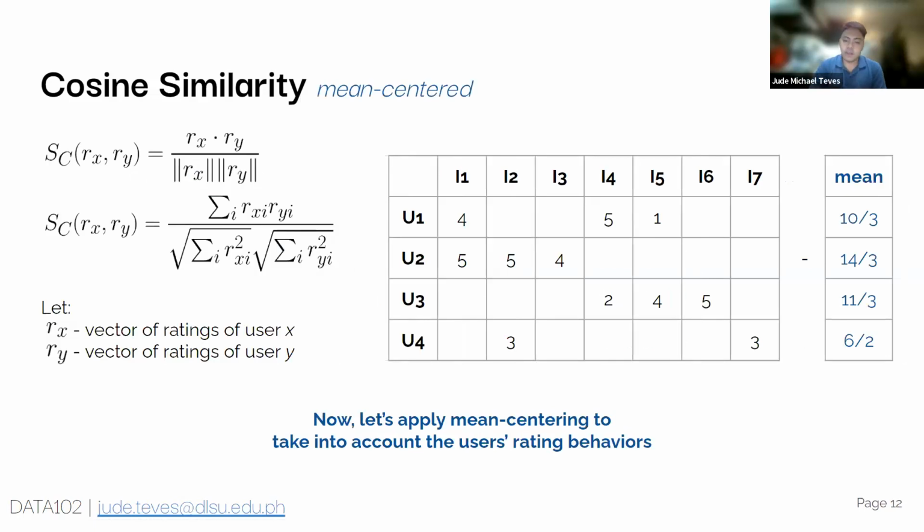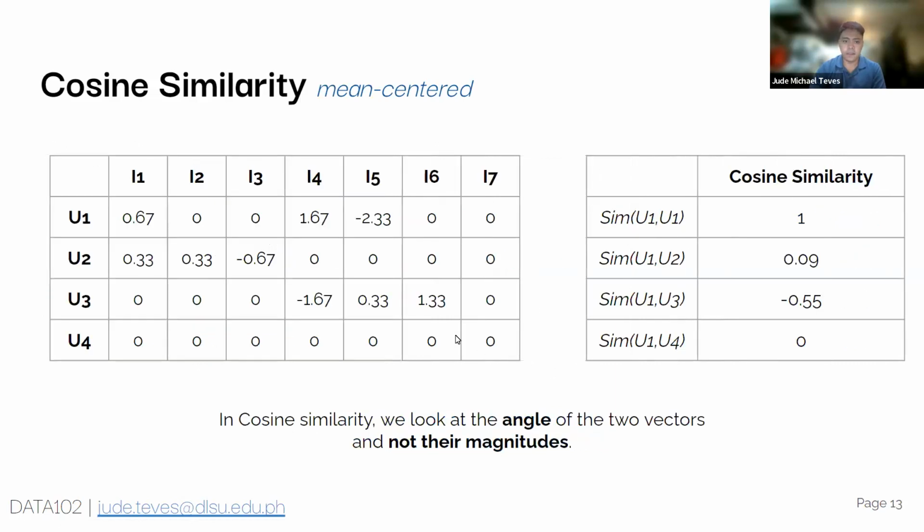Okay. Another variation of this is the mean-centered cosine similarity. Basically, we're just applying mean centering to all of the values here, so we're taking into account the user's rating behaviors. We start with the original utility matrix, get the mean of the vector and apply subtraction. And now we will end up with these values.